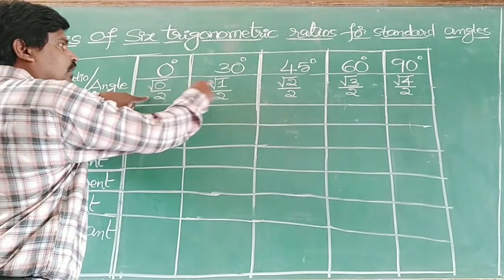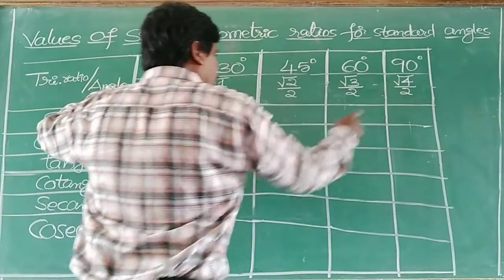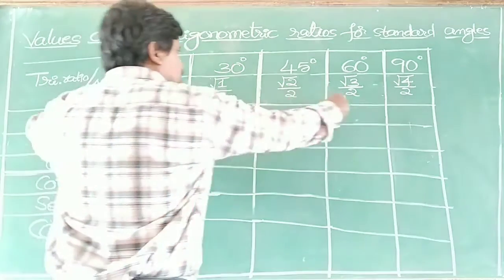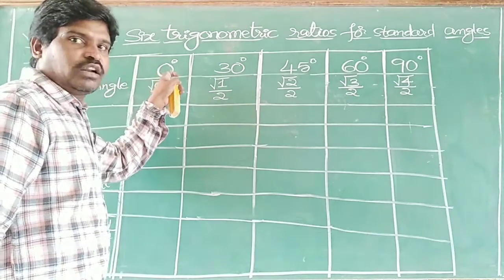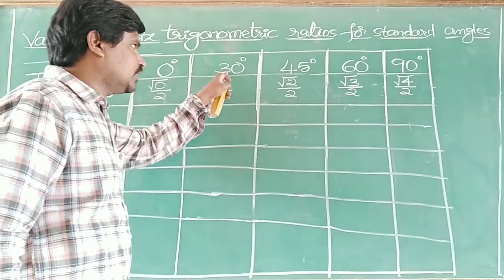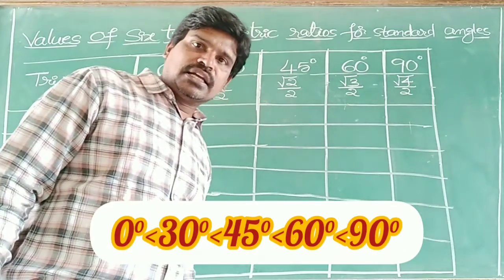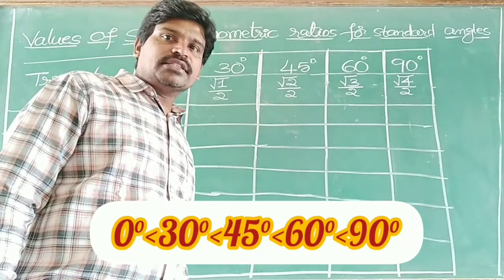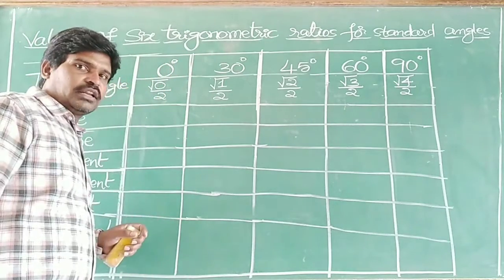After root 0 you will get root 1, next root 2, next root 3, next root 4. But the denominator is the same for all. This you have to remember. And the angles also you write in one order: first 0 degrees, next 30 degrees, 45 degrees, 60 degrees and 90 degrees, in ascending order. Now we go through how to remember them.